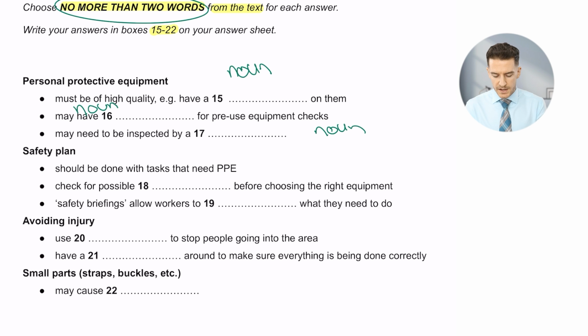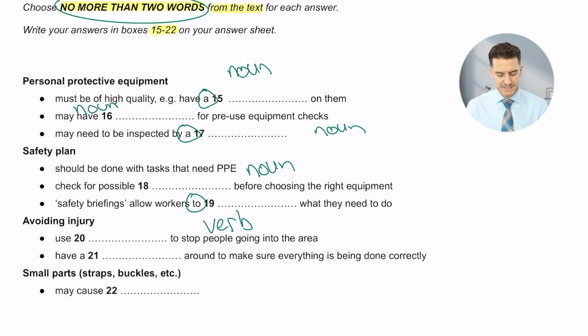Okay, noun again. And note here, with this one here, a and a, both of these will be singular nouns because after a, we can only have a singular noun. For example, a dog, a cat, a bird. Let's keep going. So number 18 now. Check for possible something. So after possible, it could be a noun because possible is an adjective. Number 19, allow workers to. Or after the word to, we normally have a verb.